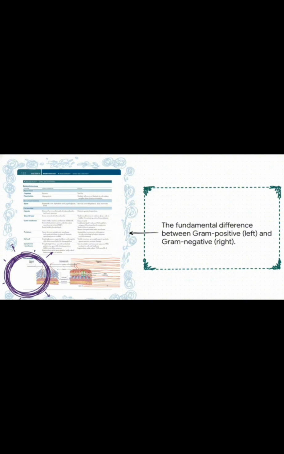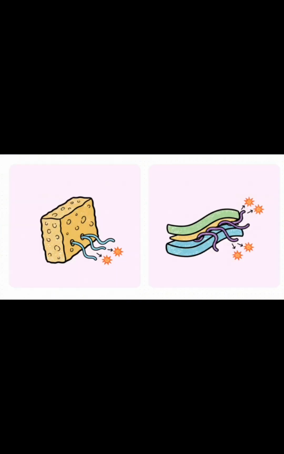On the left, you've got that thick, beefy, purple-staining wall of a gram-positive bug. And on the right, you see the more complex, multi-layered setup of a gram-negative. Okay, so let's break this down. For gram-positives, the two things to remember are 1, a super thick peptidoglycan layer, and 2, lipoteichoic acid. That lipoteichoic acid is a major virulence factor that kicks off a huge inflammatory response by inducing TNF-alpha and IL-1.